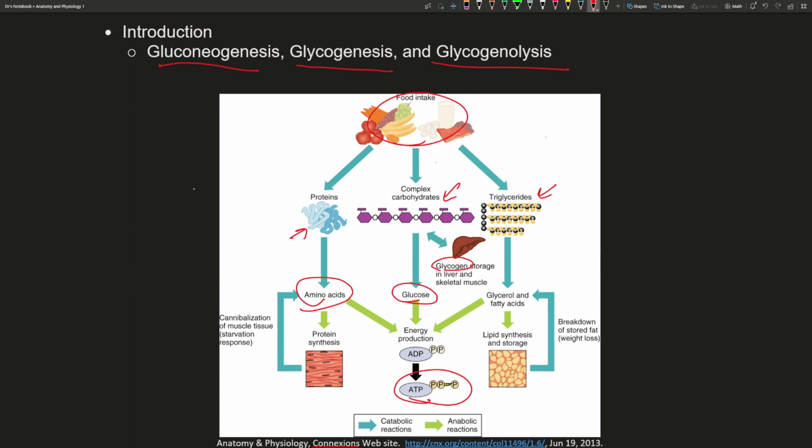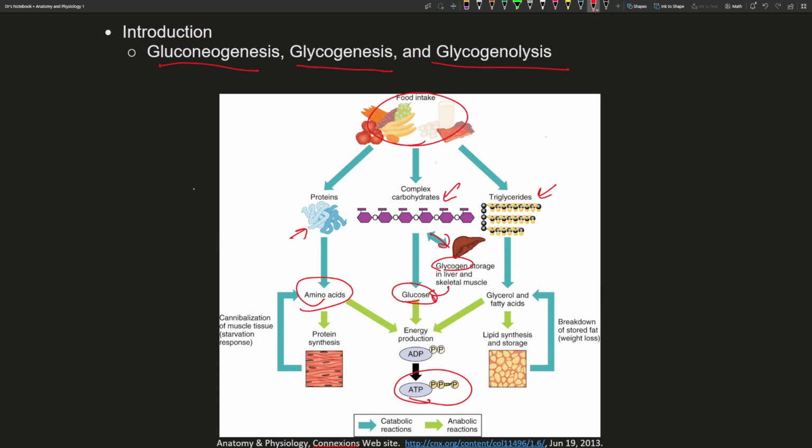So, glycogenesis is referring to the formation of glycogen here. Glycogenolysis, so here glycogen, lysis is splitting. Glycogenolysis means you are splitting glycogen down into glucose. So glycogen can be broken down into glucose then here as well.